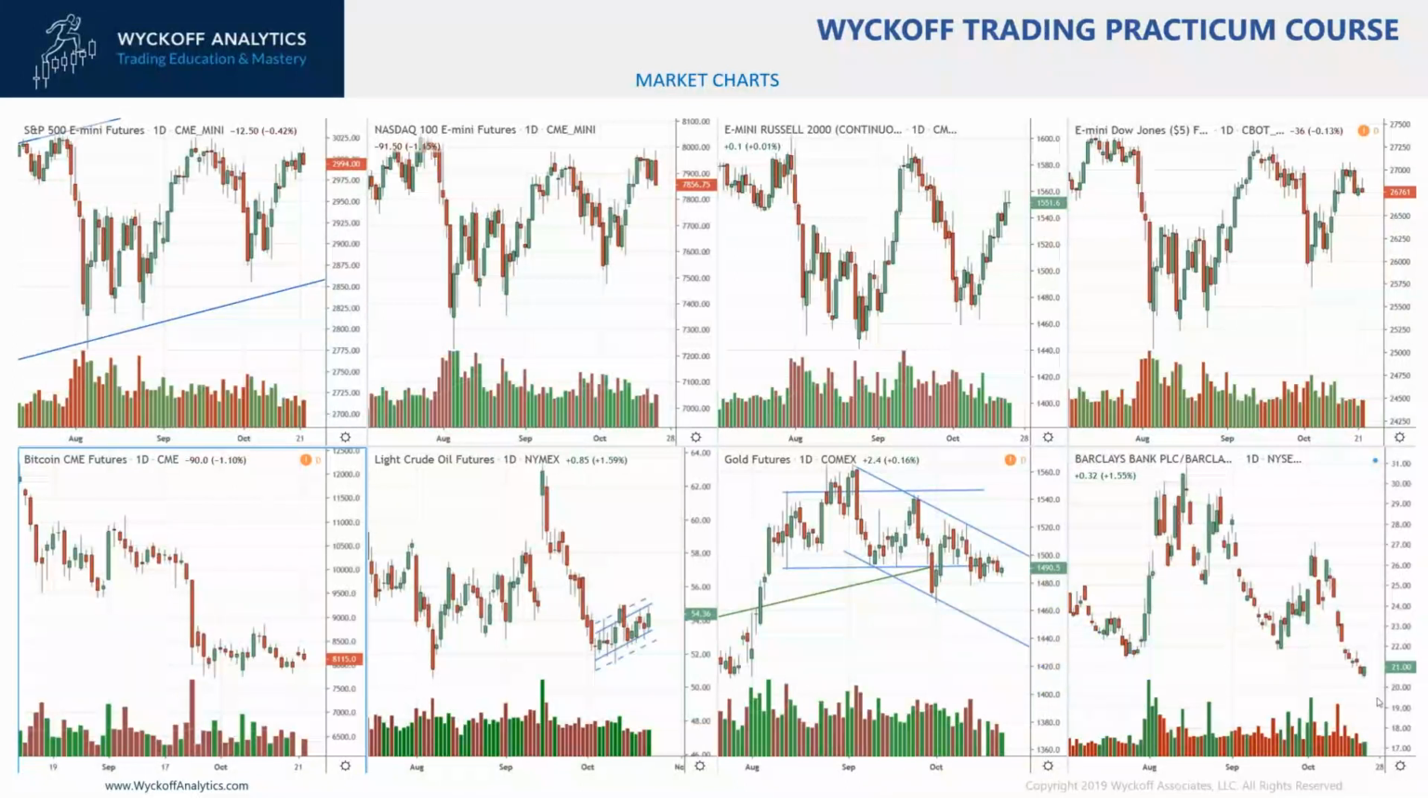And VIX is just showing us that there is really no volatility to the downside yet. Nothing to be concerned about unless we start seeing some big bars like this. That would suggest that at least temporarily we could have something.